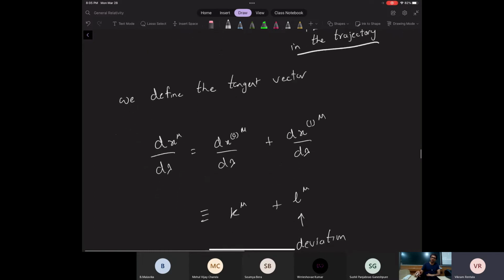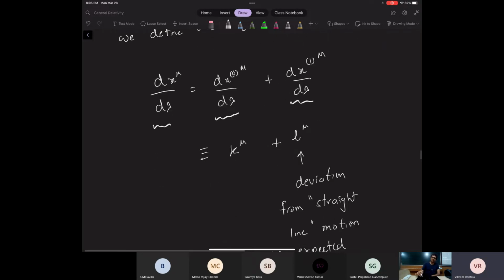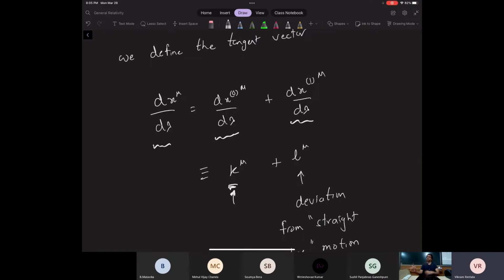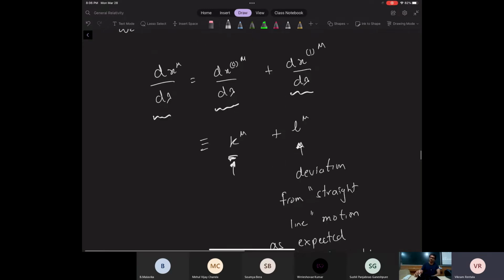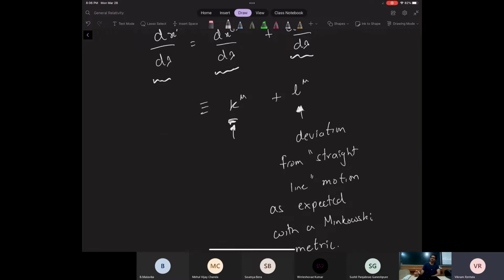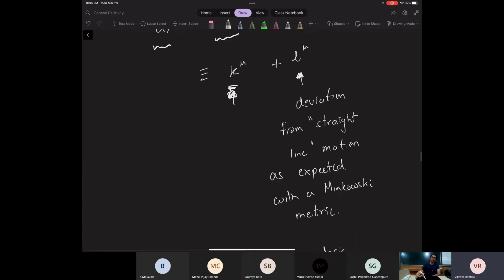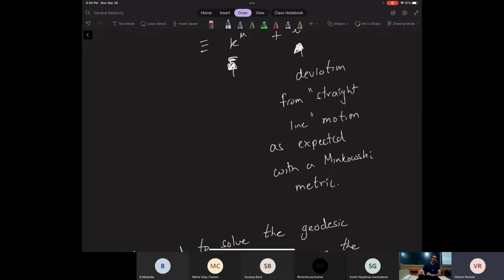So we can define a tangent vector dx mu d lambda as dx0 d lambda plus dx1 d lambda, and this is k mu. This is the sort of momentum or velocity of the light vector, and this is the deviation vector from straight line motion. So this tangent vector has the interpretation of a velocity or momentum vector, and this is the deviation of that velocity vector, as compared to the straight line motion that you expect with a Minkowski metric.